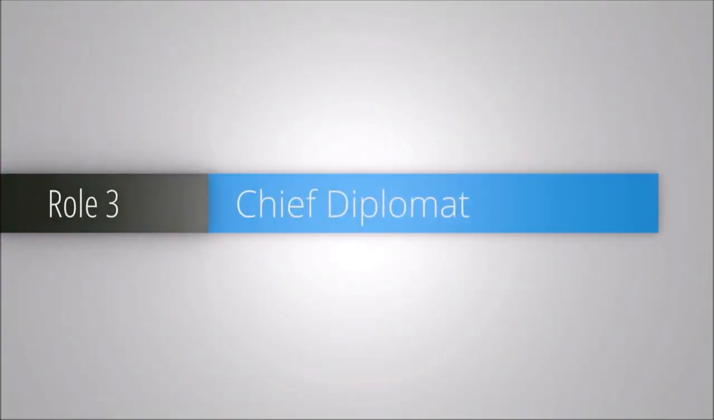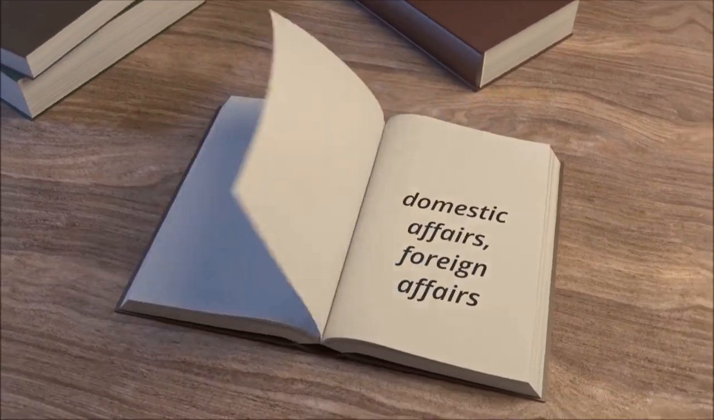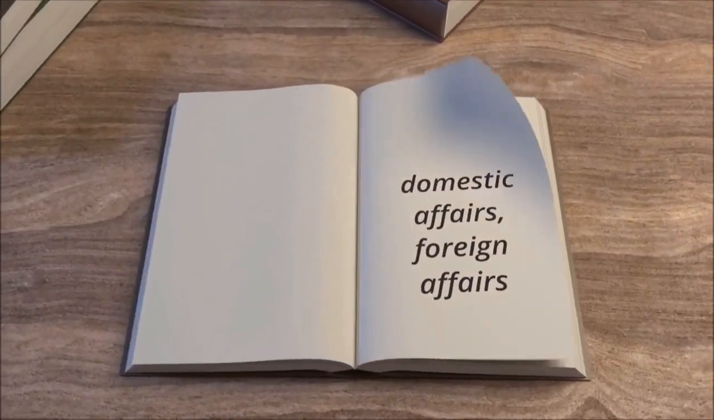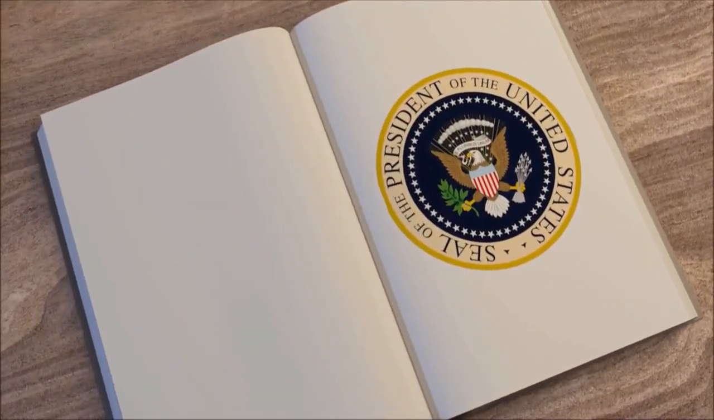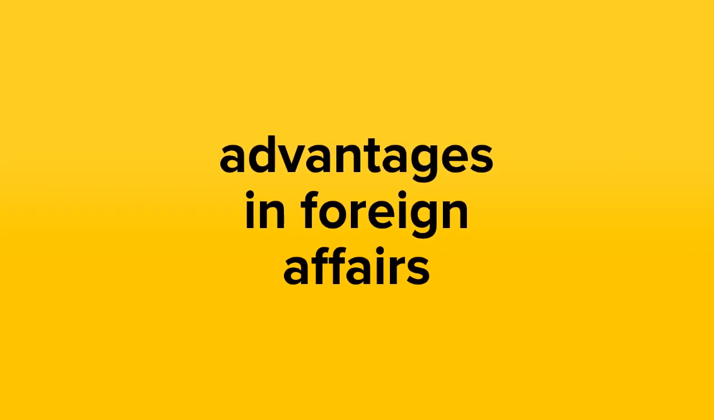In this lecture, we consider the president in his third role, that of chief diplomat. The two presidencies thesis asserts that there are really two different presidencies, one over foreign affairs and one over domestic affairs. And the president has several advantages that make him more powerful in foreign affairs than in domestic affairs. For example, many international crises require a rapid response. Congress is notoriously slow, but the executive branch can move rapidly.